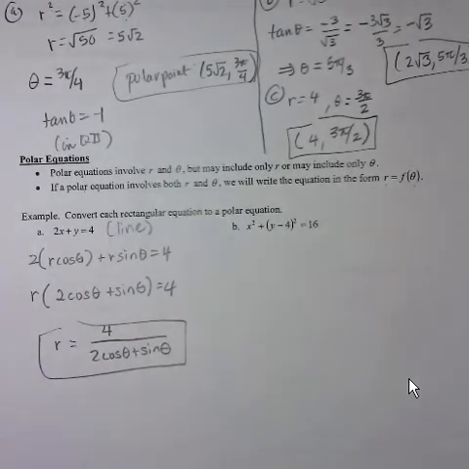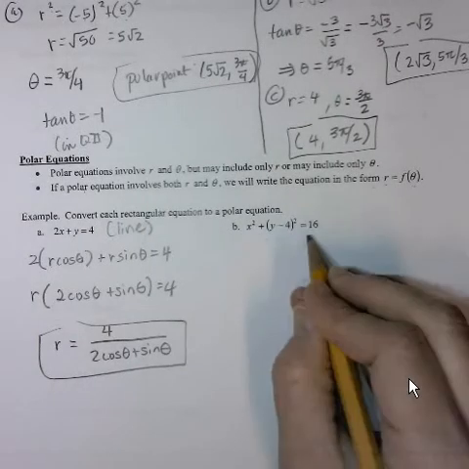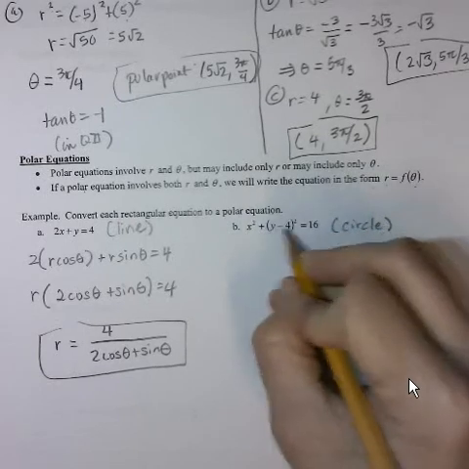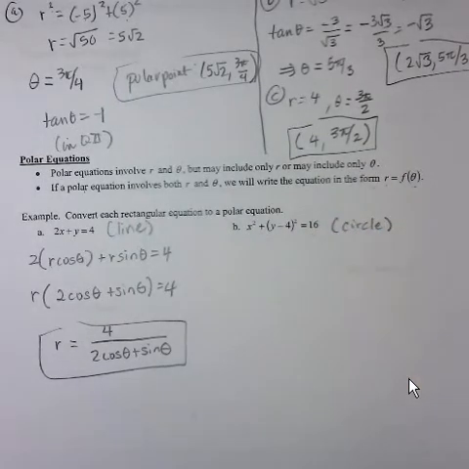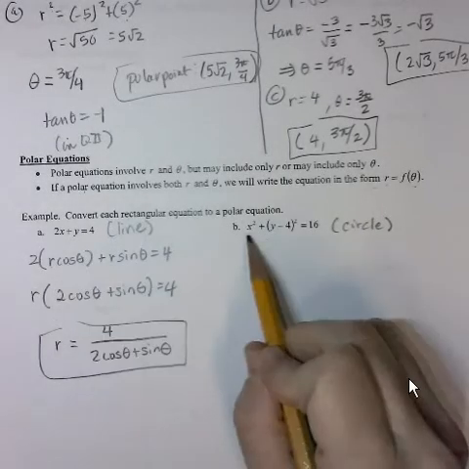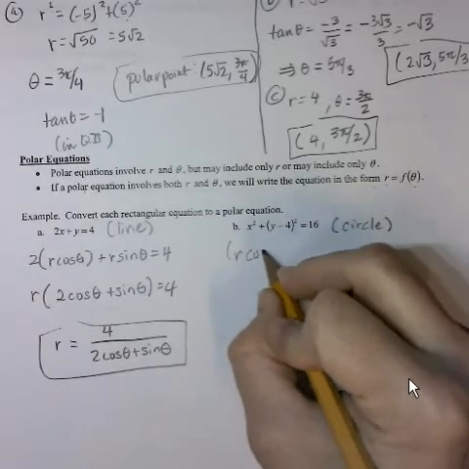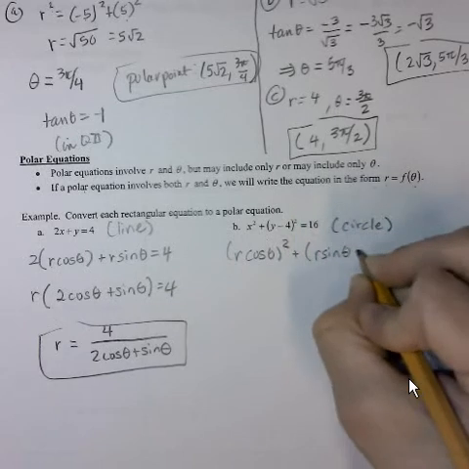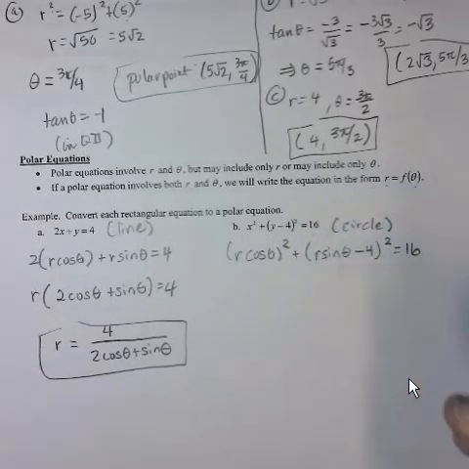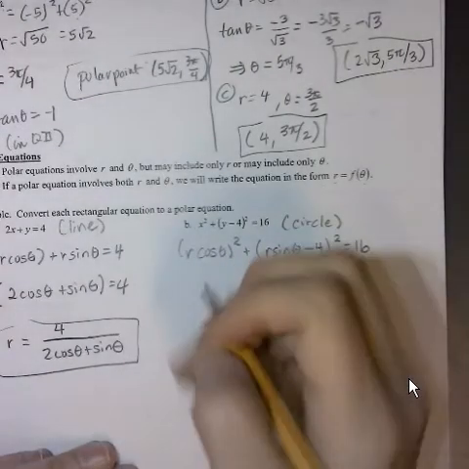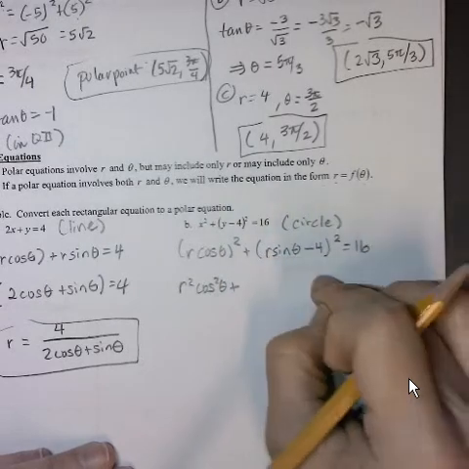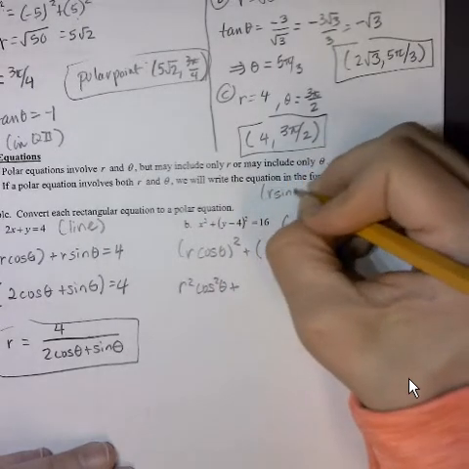Okay, this one here we have in rectangular form. Hopefully you recognize that's a circle. It's a circle centered at (0, 4) of radius 4. So doing the same thing we did over here, x is r cosine theta, so we're going to have to square that. And then y is r sine theta. So square both of these, r squared cosine squared theta plus, and then this you have to distribute, so you're FOILing, if you will, taking this times itself.